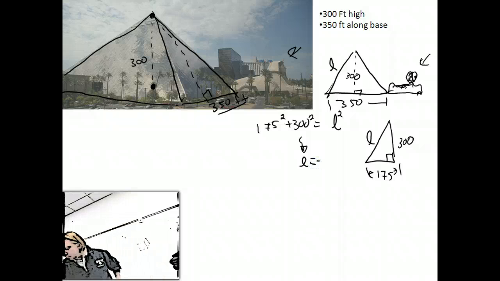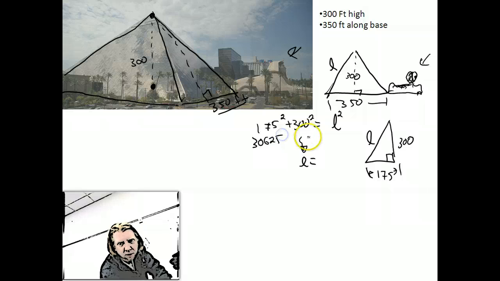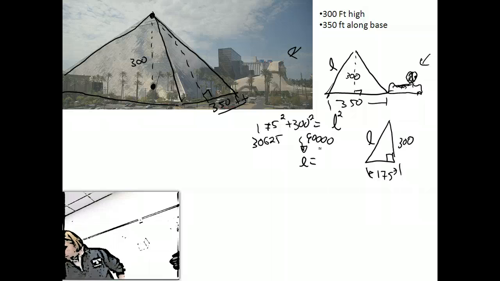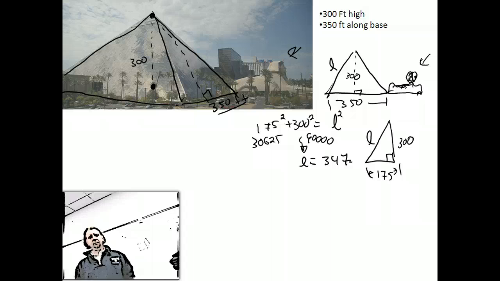So let's see, 175 times 175 is a big number, which I need to write down, 30,625. 300 squared, that one's not so bad. So add 90,000 to that. And then take the square root. And I get, well, it's actually 347.3. So we'll call it 3 or 4. We'll just call it 347. Keep the math easy.